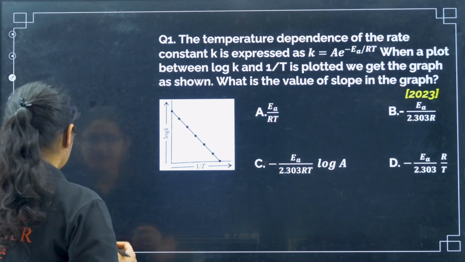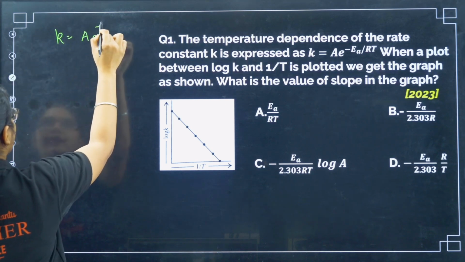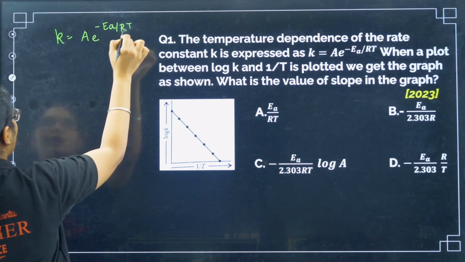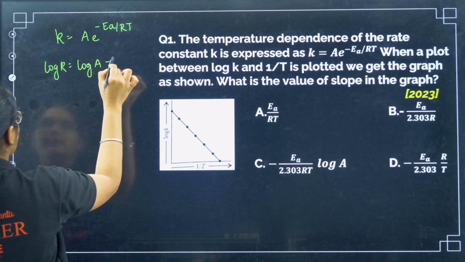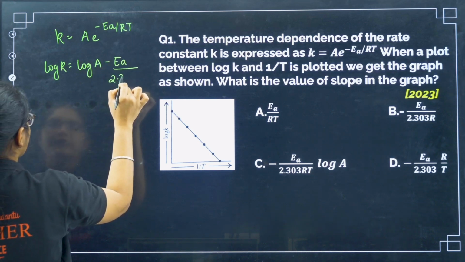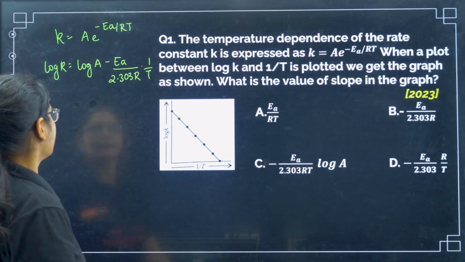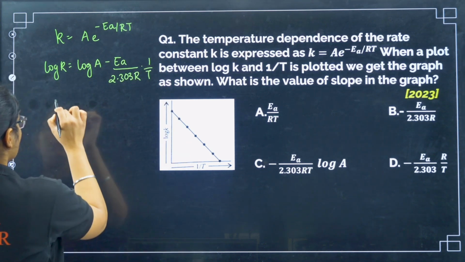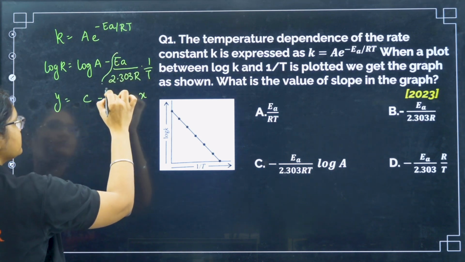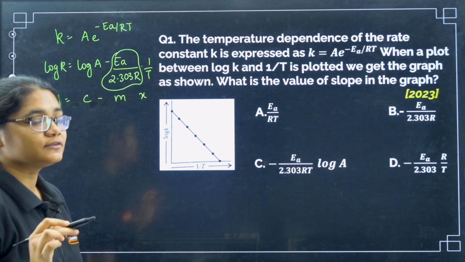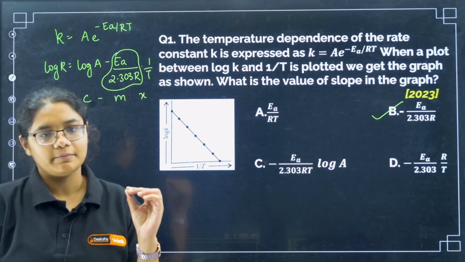So I have this equation where K equal to A into e to the power of minus EA by RT. So log K equal to log A minus EA by 2.303 R into 1 by T. This is the equation. Now what is the slope here? Y is equal to C minus M into X, I can write. So what is the value of the slope? Minus EA by 2.303 R. So option number B here.